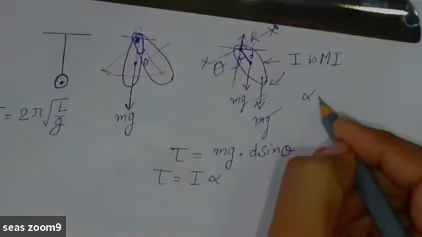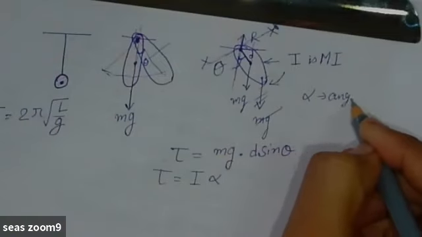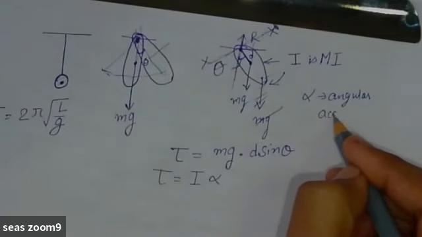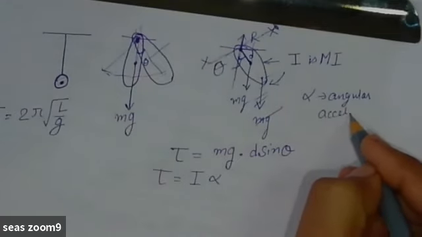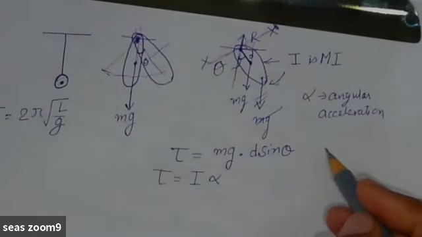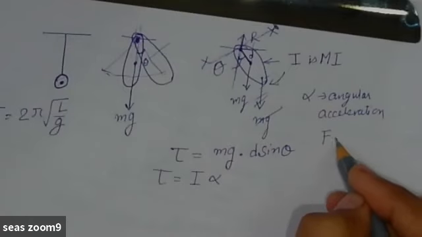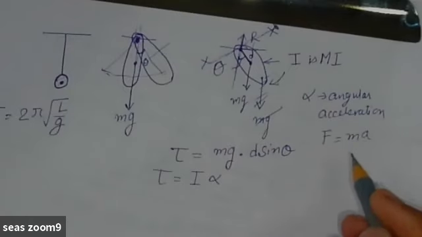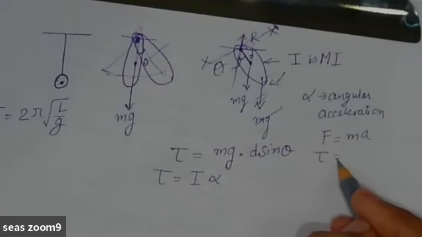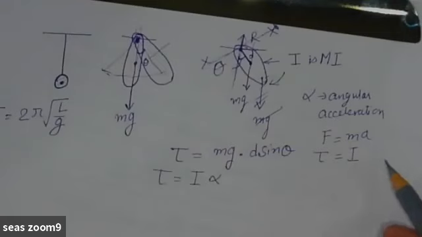This is angular acceleration. Just say class 12 maths, I hope you remember. This tau is equal to I alpha is actually, as you know, F is equal to ma when it is linear motion. When it is circular motion, F can be replaced by tau, m can be replaced by I, the moment of inertia, and a can be replaced by alpha. So they are both connected like this.